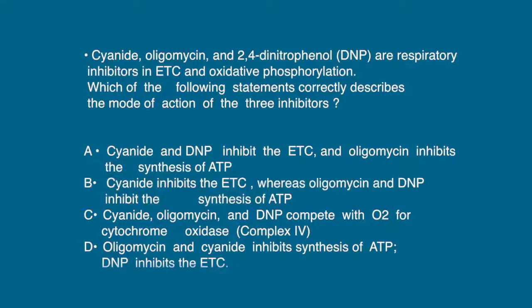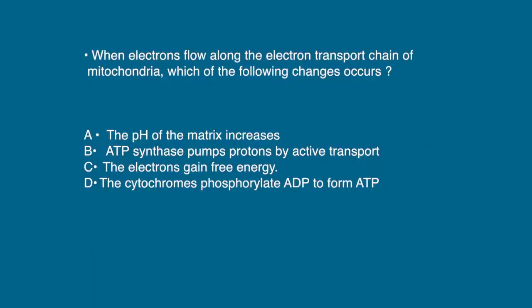Last question, fourth. When electrons flow along the electron transport chain of mitochondria, which of the following changes occurs? A. pH of the matrix increases. B. ATP synthase pumps protons by active transport. C. The electrons gain free energy. D. The cytochromes phosphorylate ADP to form ATP.